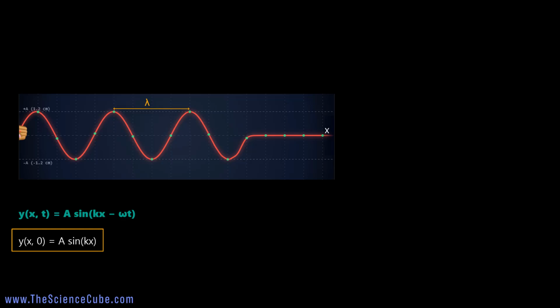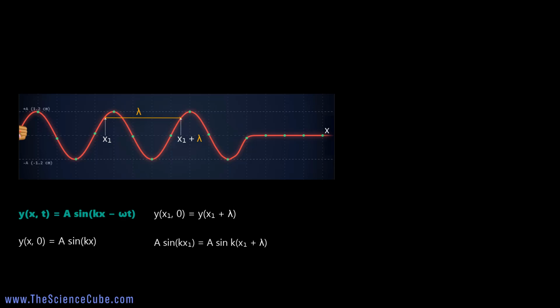And since we just said that at distance lambda the wave would start repeating itself, the displacement y must be the same at both ends of a single wavelength. That is, at position x equals x sub 1 and position x equals x sub 1 plus lambda, the y value should be the same. So what we can say is that sine of k x sub 1 equals sine of k times the quantity x sub 1 plus lambda, which equals sine of k x sub 1 plus k lambda.